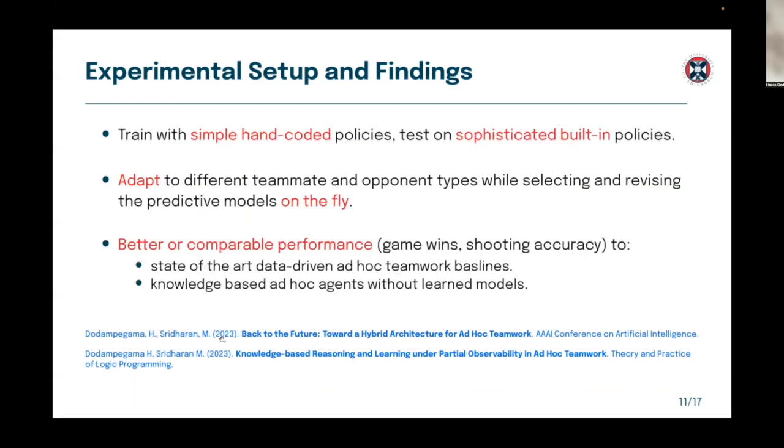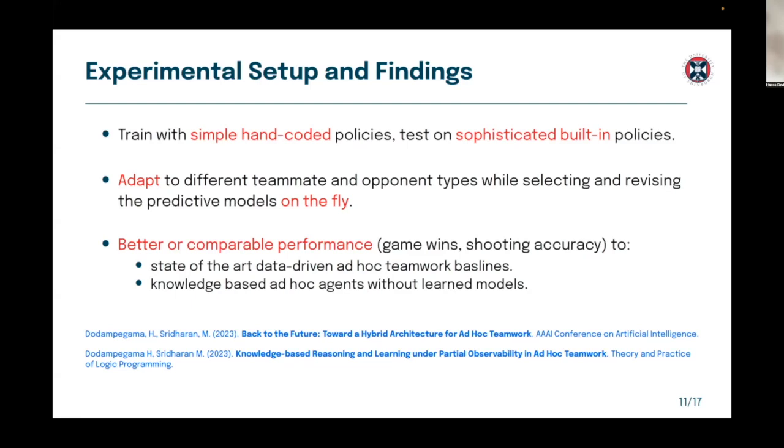So then, another important aspect is being able to adapt to new teammates and opponents and scenes that you have not seen before. To do this, we train the agent with simple hand-coded policies, which do not have any complex behaviors. And we tested it with some sophisticated built-in policies, which are based on graph neural networks. And the agent has not seen them before at all.